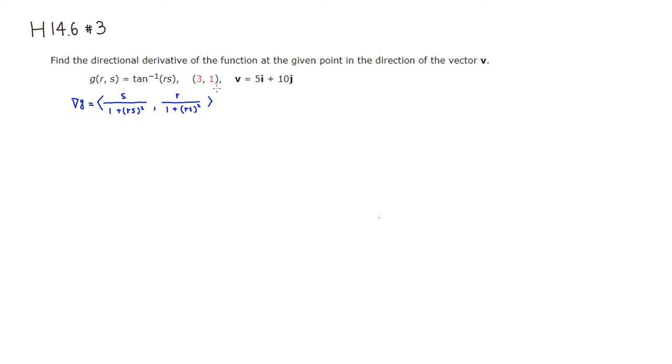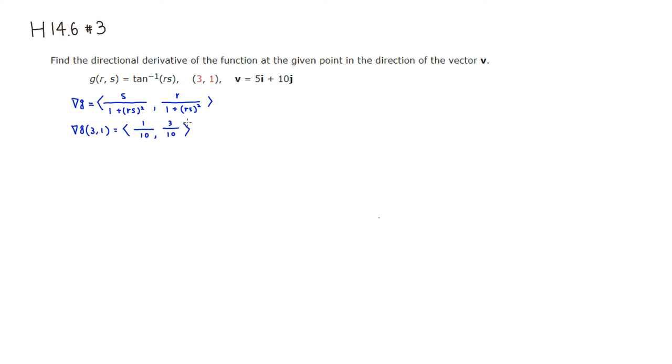Alright? So if you evaluate this at the point (3, 1), I'm going to plug in. s is 1, so 1 over, rs is 3 squared, so it's 1 plus 3 squared, so it's going to be 10. And r is 3, so it's 3 over 10. So that's the gradient.